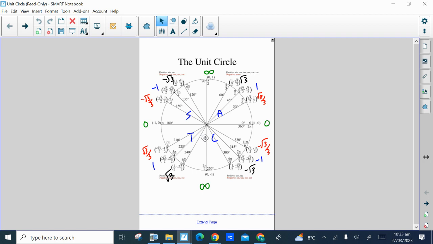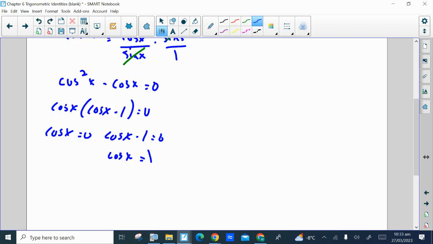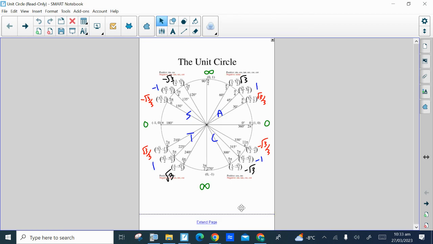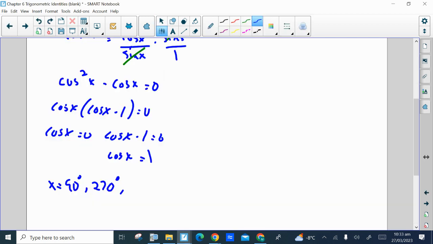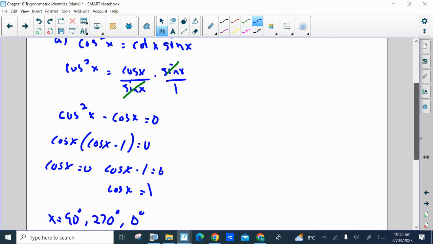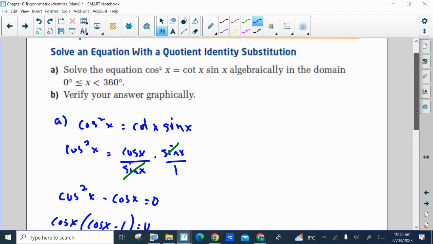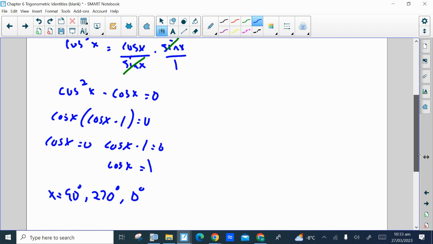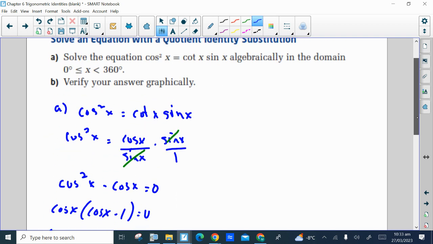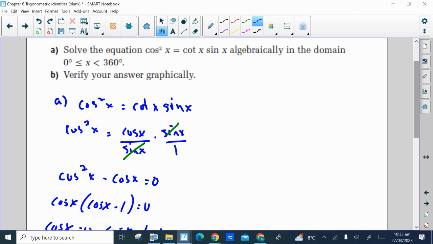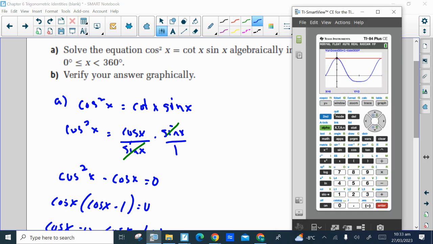Cosine of x equals 0 here at 90 and down there at 270. So there's our first two answers. It also equals positive 1 here, which is at 0 degrees. We can't use 360 because the domain states that x has to be less than 360, not equal to. So those are the only three answers that we should get. And part B does say verify graphically. So we will do that using the original equation.